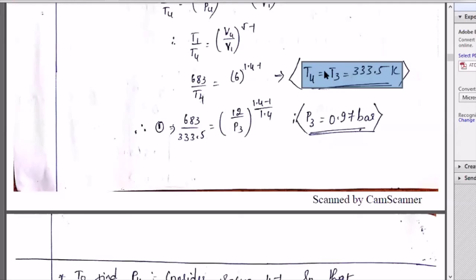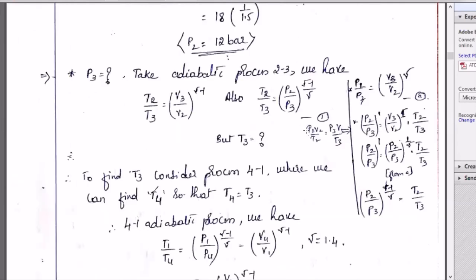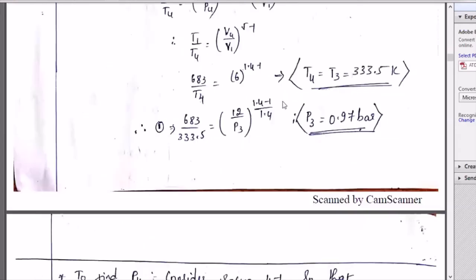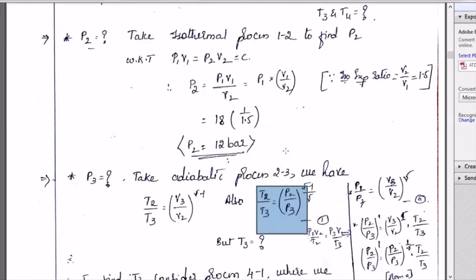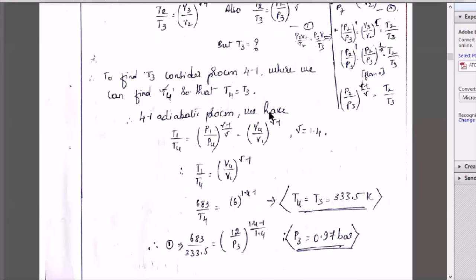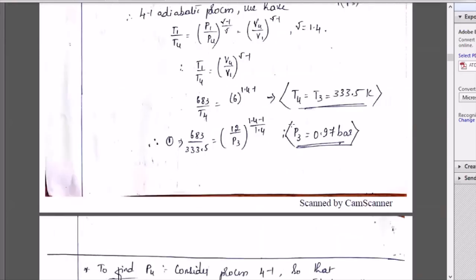Obtaining this T3 value, I will substitute here and find out P3. T2 is known, T3 is known, P2 by P3 we have to find. So how do you find out P3? P2 we have just found before, that is 12 bar. So I substitute the P2 value here and find P3. Like this way I find out P2, P3, T2, T3. Now all the temperatures are known: T3 is equal to T4, T1 is equal to T2. Temperatures are all calculated. P2, P3 is calculated.